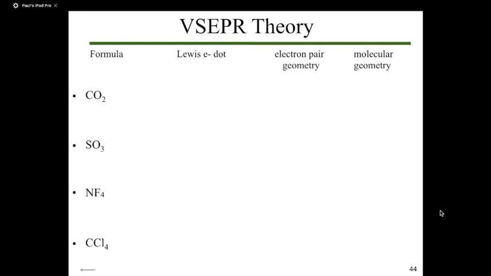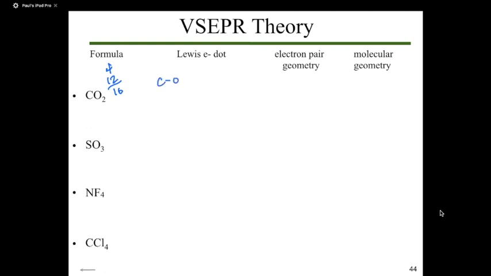What's the first thing I need to do? Add electrons. Okay, so carbon. How many valence electrons from carbon? 4. How many from oxygen? 6. And 6 times 2, get out your iPhones. 12. Good. 12 plus 4 is 16. Great. All right. What's the central atom? Carbon.